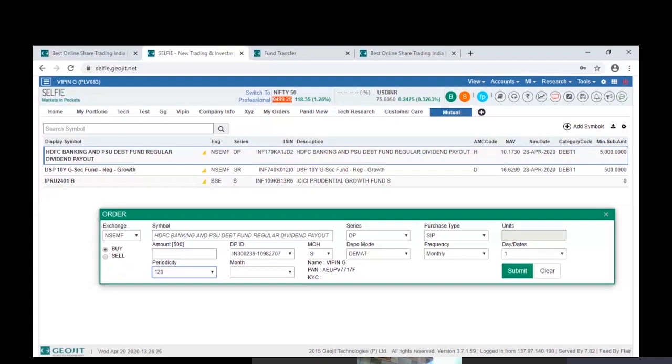So hope the explanation related to mutual fund is clear. How to sell a mutual fund?